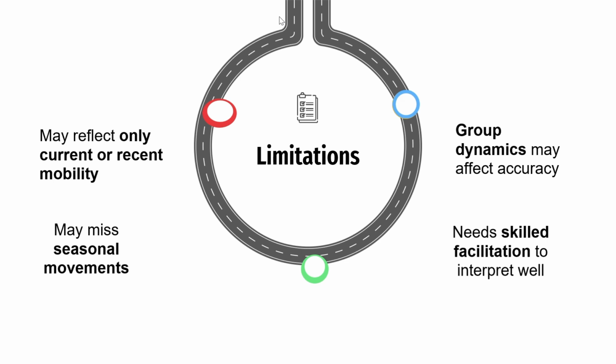But of course, no tool is perfect. Mobility maps have a few limitations, like they usually show recent movement but not seasonal ones, like if people go to distant farms in winter. Sometimes people say what they think you want to hear, so you need to create a comfortable vibe. And yeah, it takes a bit of experience to ask the right follow-up questions and really understand the map. But overall, still a great tool.